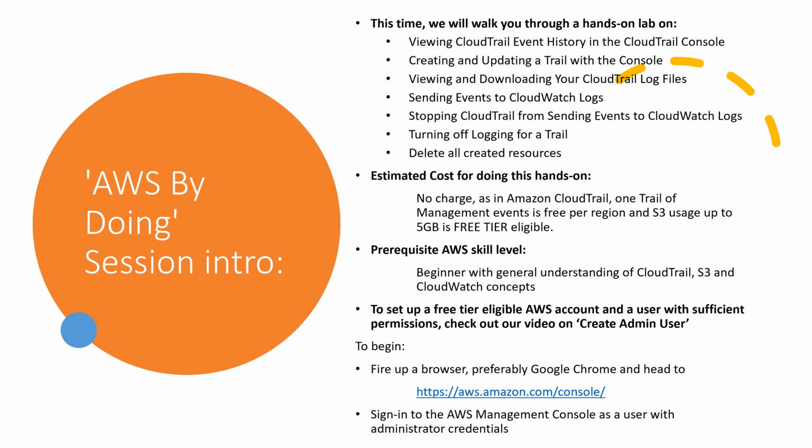This time, we will walk you through a hands-on lab on viewing CloudTrail event history in the CloudTrail console, creating and updating a trail with the console, viewing and downloading your CloudTrail log files, sending events to CloudWatch Logs, stopping CloudTrail from sending events to CloudWatch Logs, turning off logging for a trail, and delete all created resources.